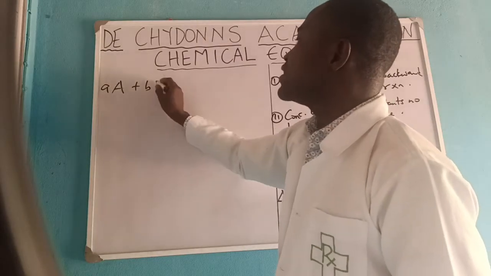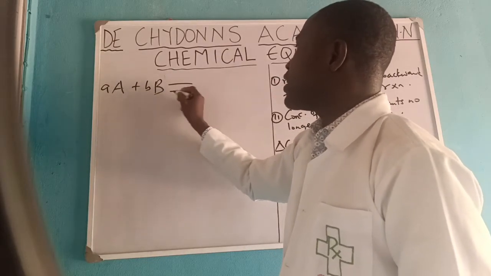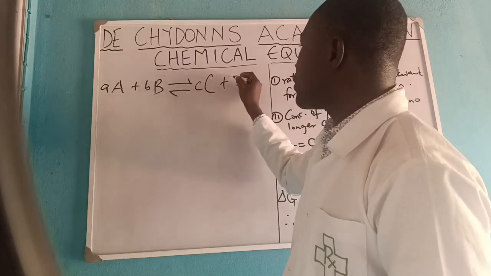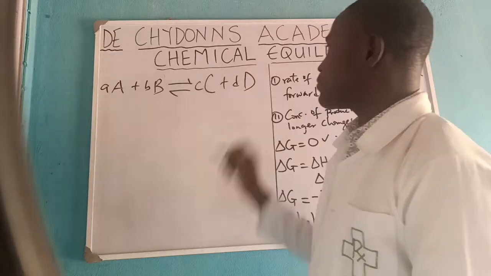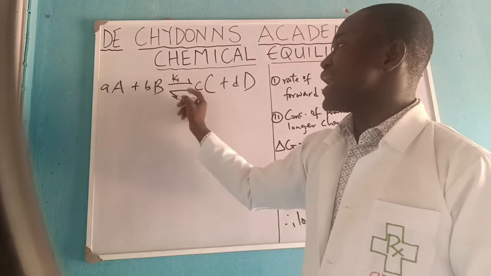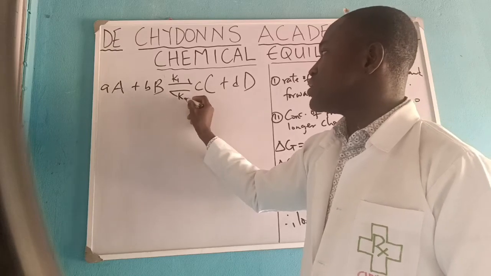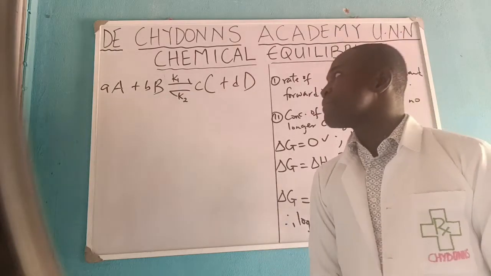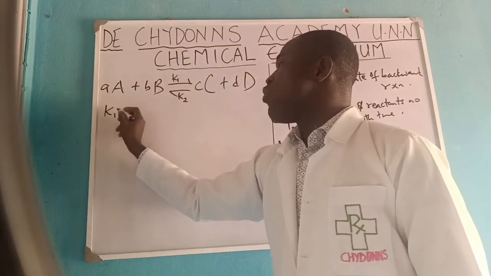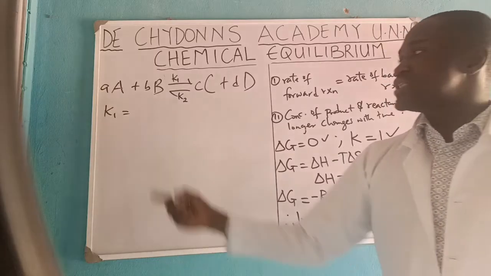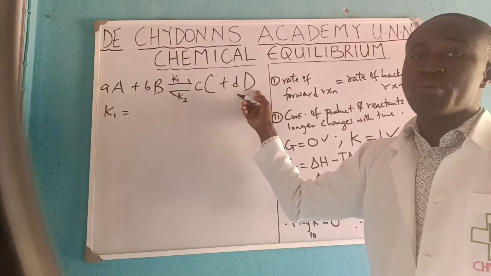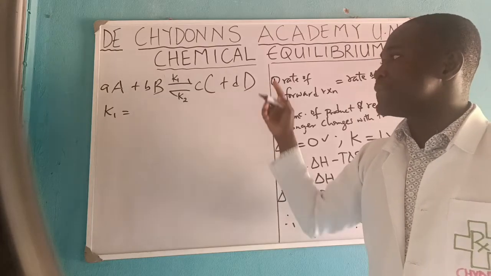When you are given this reaction, and they said it reaches equilibrium, this is called the first equilibrium constant, and this is called the second equilibrium constant. Now, this K1 is talking about the forward reaction. This K1 is talking about what happened when this goes to the formation of products, as you can see.